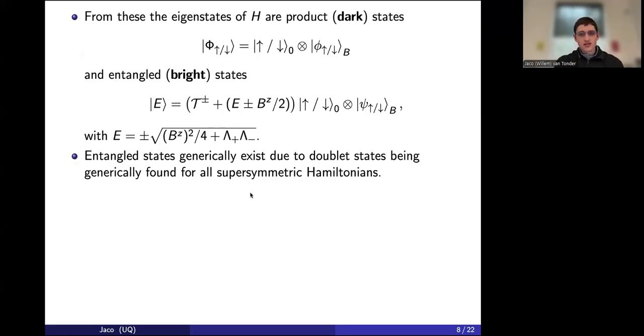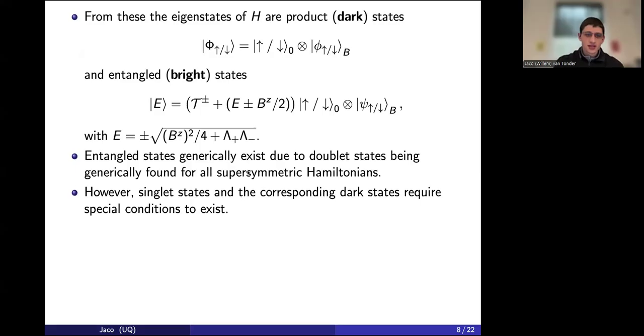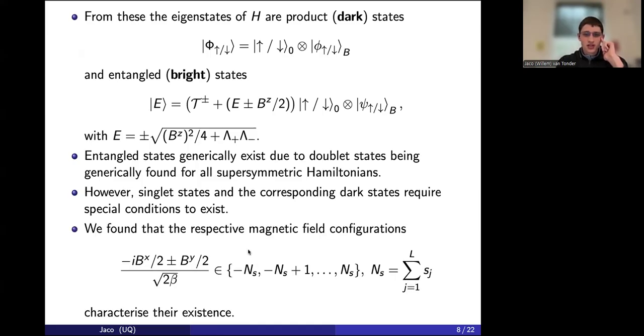Now, we mentioned that the doublet states generically exist for supersymmetric Hamiltonians, while the singlet states only happen when certain special conditions are met. So we found that if the magnetic field configurations take these values, then we will be able to obtain these singlet states. And only in these field configurations do we get these dark states.